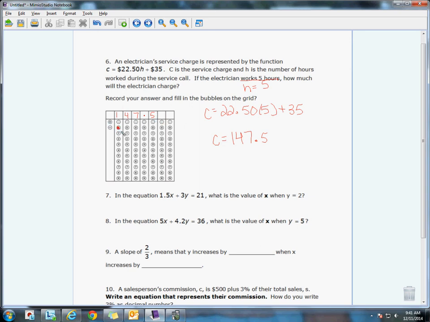So there's your 1. Sorry, that's a 0. Here's your 1. This one right here is 1. Then 4, 7, your decimal, and then 5. So 1, 2, 3, 4, 5.